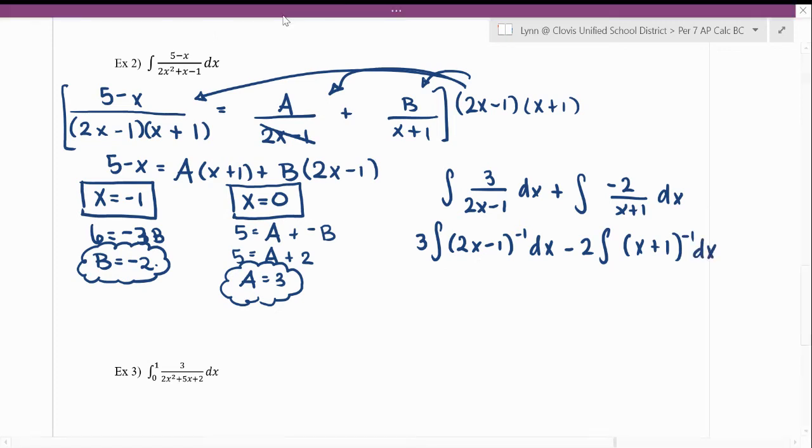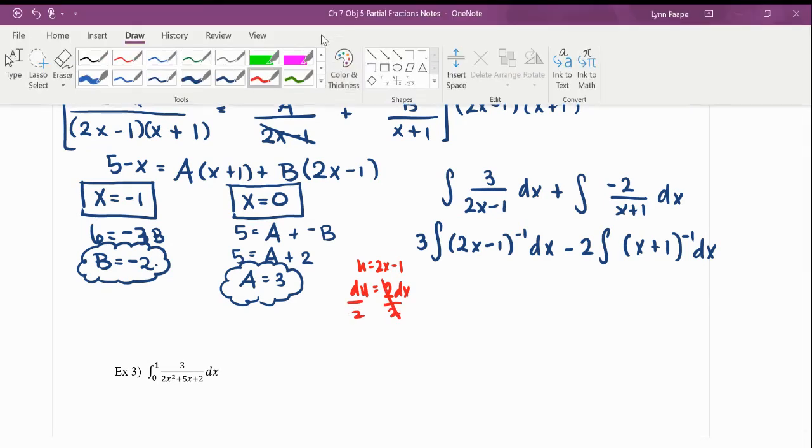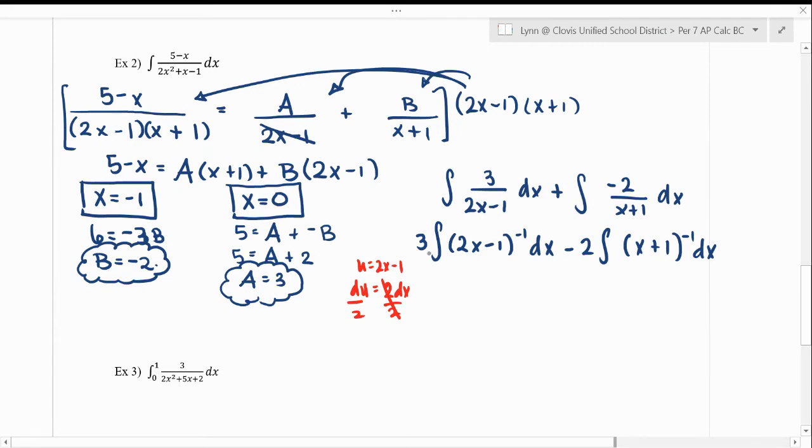So over here, you might want to write out the u and the du because the derivative is not just 1. So I would let u equal 2x minus 1. And then that derivative would be 2 dx. So I don't have that 2, so I need to divide it over. The other one is fine though, right? So I have the 3. I'm going to divide out the 2.